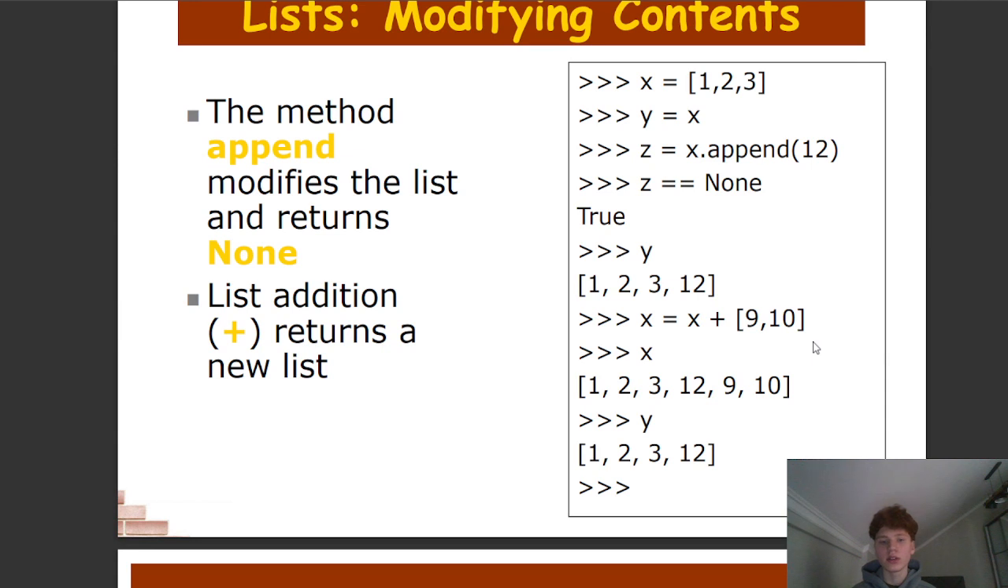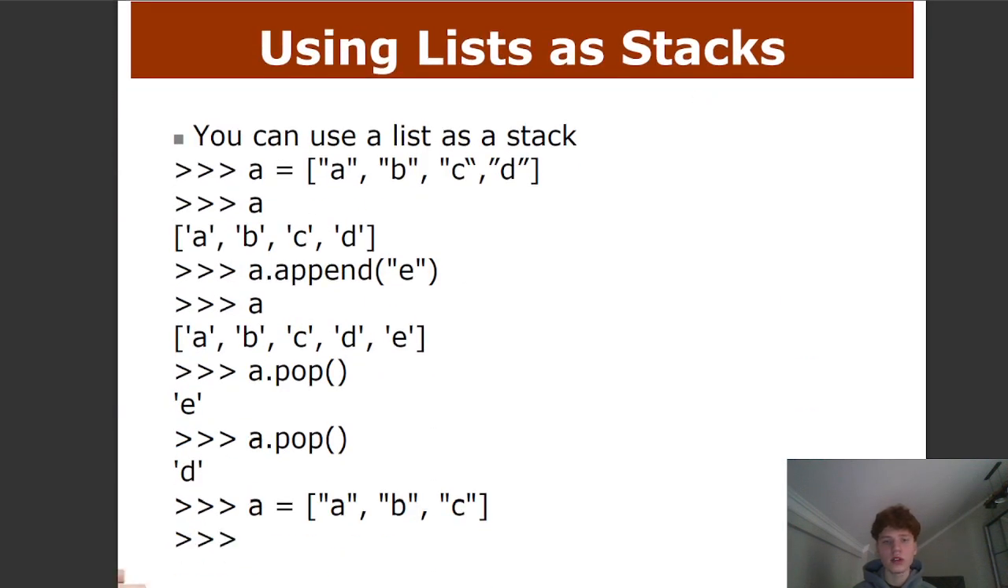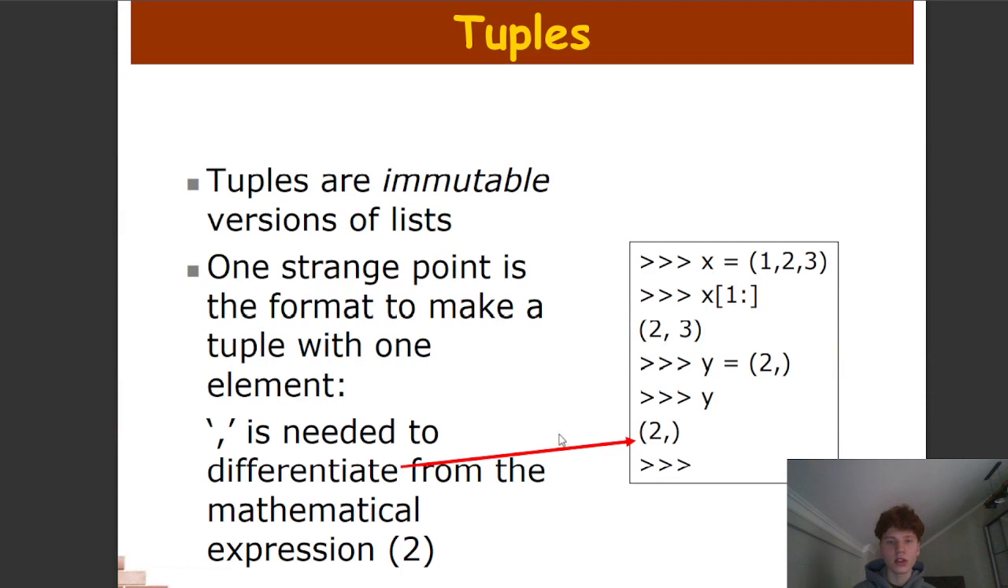List modifying content. The method append modifies the list and returns None. List addition using plus returns a new list. Example. Using lists as stacks: you can use a list as a stack. Tuples. Tuples are immutable versions of lists.